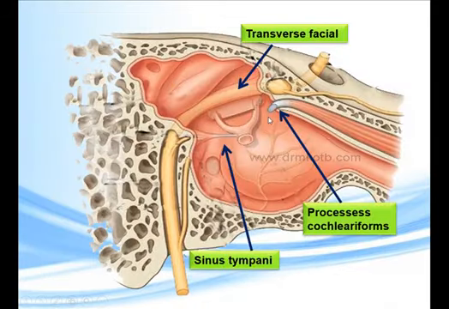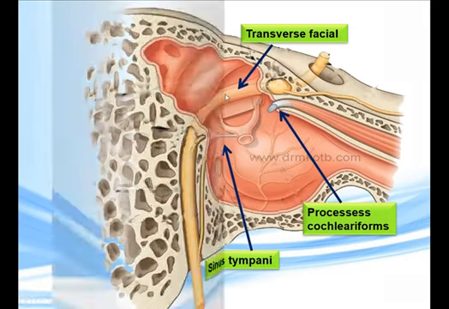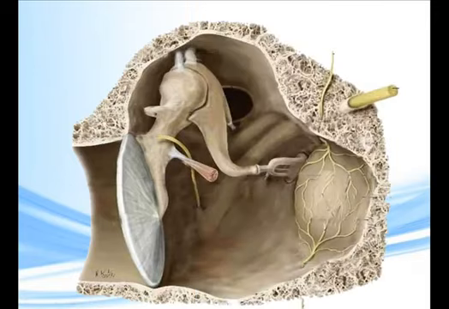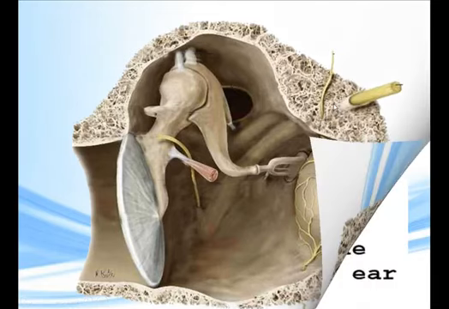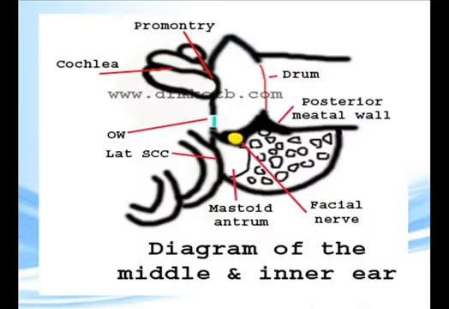Again, the same picture. Yes, the promontory here. Yes, round window here. Yes, oval window closed by the footplate of the stapes. Yes, the facial nerve. Again, the same. Can you imagine this? Yes, this is the medial wall here. Medial wall. This protrusion is the promontory. The posterior, the oval window, which is closed by the footplate of the stapes, and the transverse part of the facial nerve. Can you imagine this?